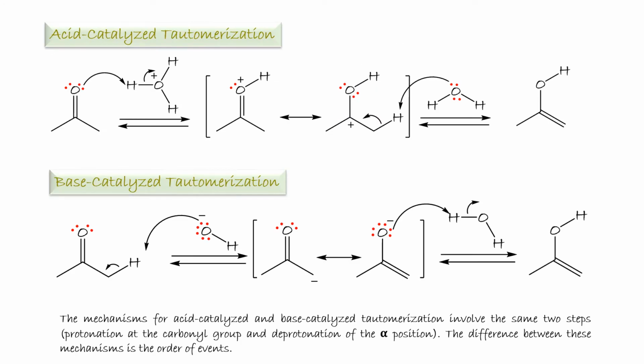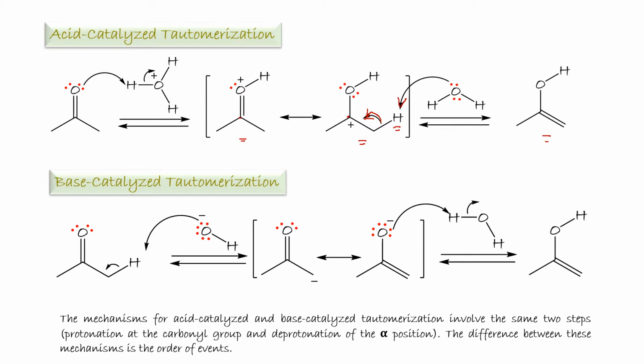Acid-catalyzed tautomerization. First, a lone pair of the oxygen gets protonated. The double bond gets protonated. This protonated species is in resonance with this species. So we have two resonance structures. Okay? Then a molecule of water will act as a base, taking this proton, leaving the two electrons to form a double bond, and we get the enol.